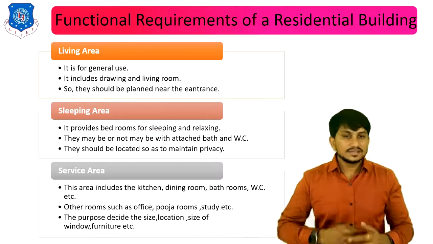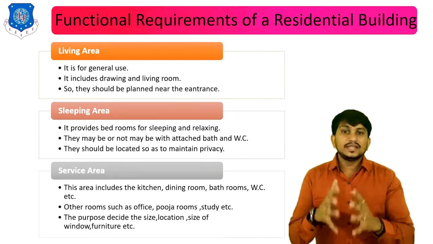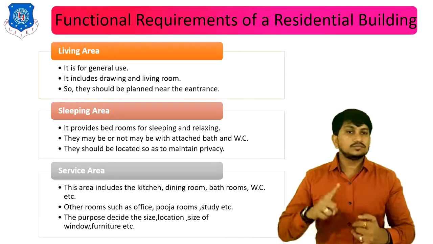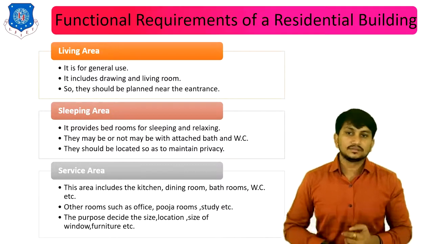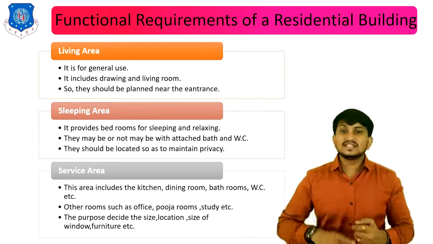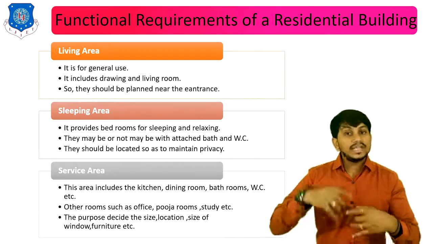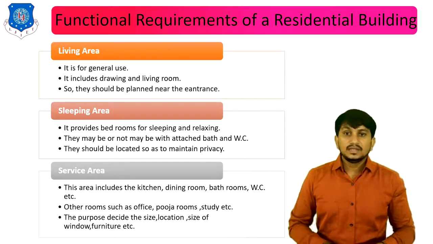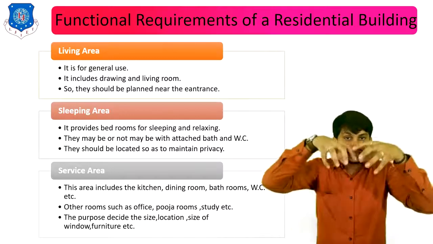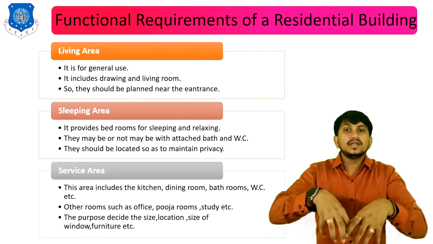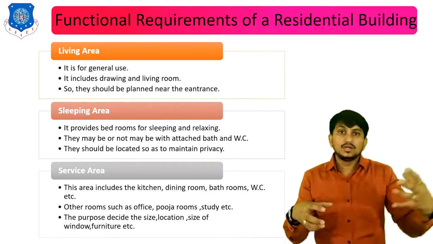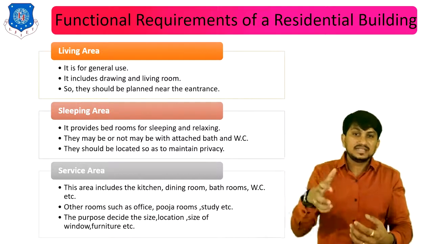Okay. Third is service area. This area includes kitchen, dining room, bathroom, water closets, etc. Other rooms such as office, puja room, study room are also included in service area. The service area should be at the central part of the building. It should be easily accessible from living area as well as from sleeping area.